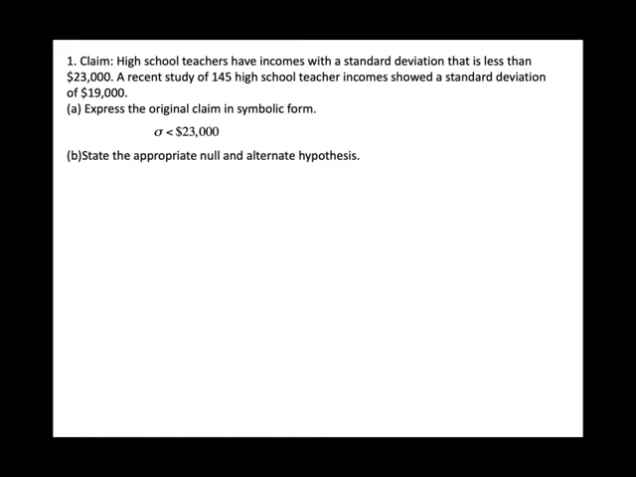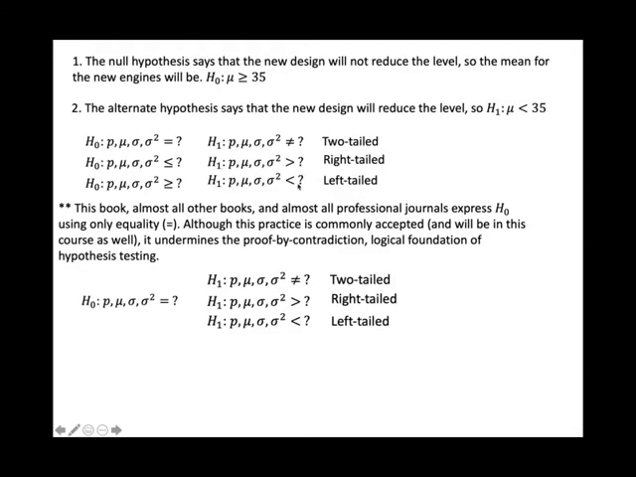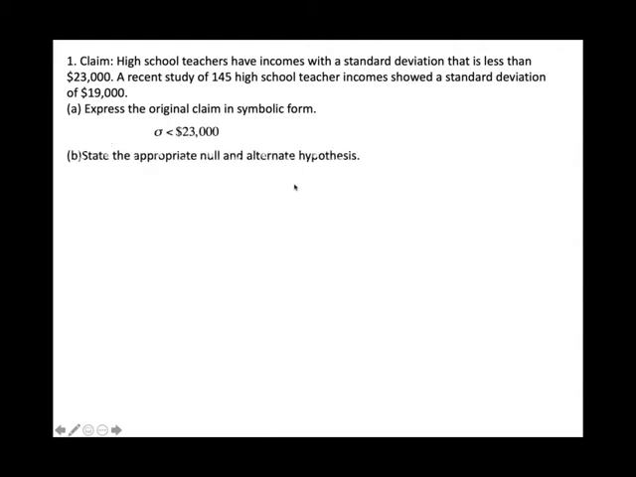Now state the null and alternate hypothesis. Okay, now let's look at the original claim here. We have a standard deviation strictly less than 23,000. Remember, does strictly less than belong to the null hypothesis or the alternate hypothesis? Go back and look at here. Strictly less than belongs to the alternate hypothesis. So we're going to write it down as your alternate hypothesis: standard deviation strictly less than 23,000.